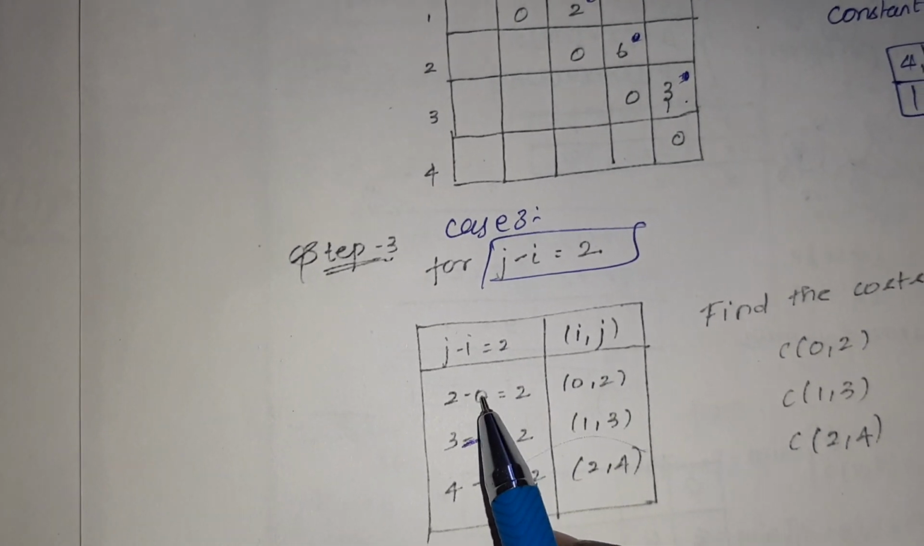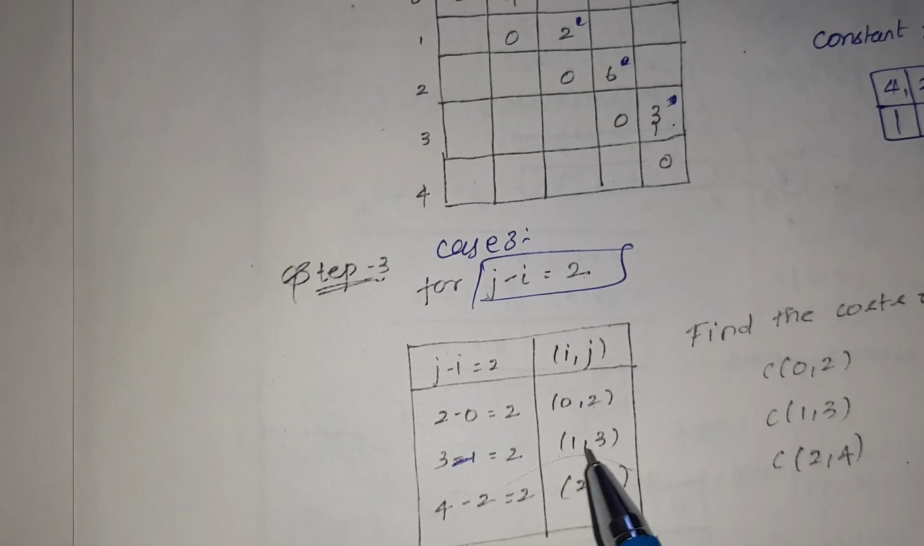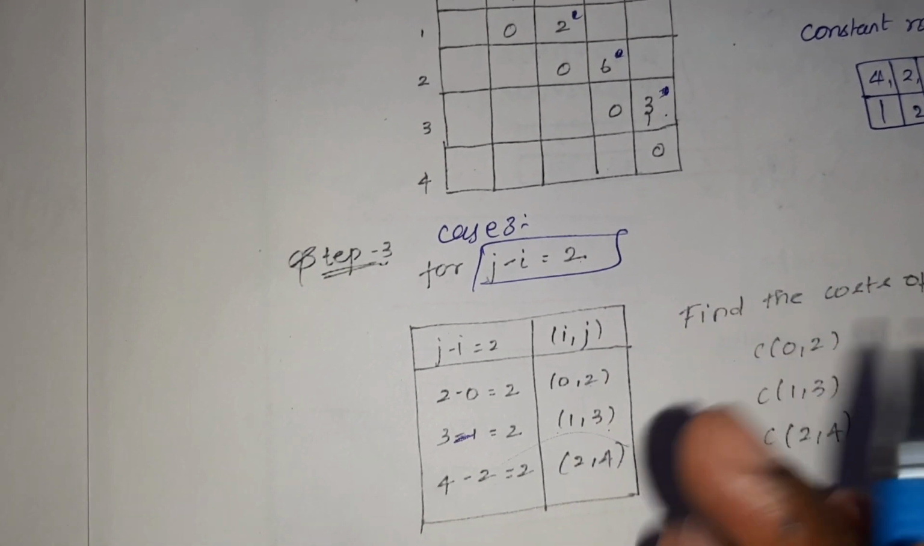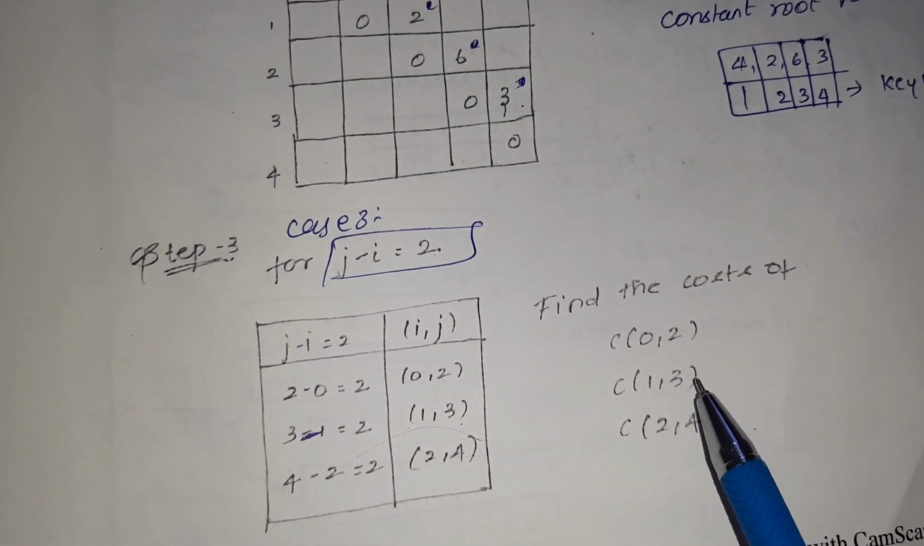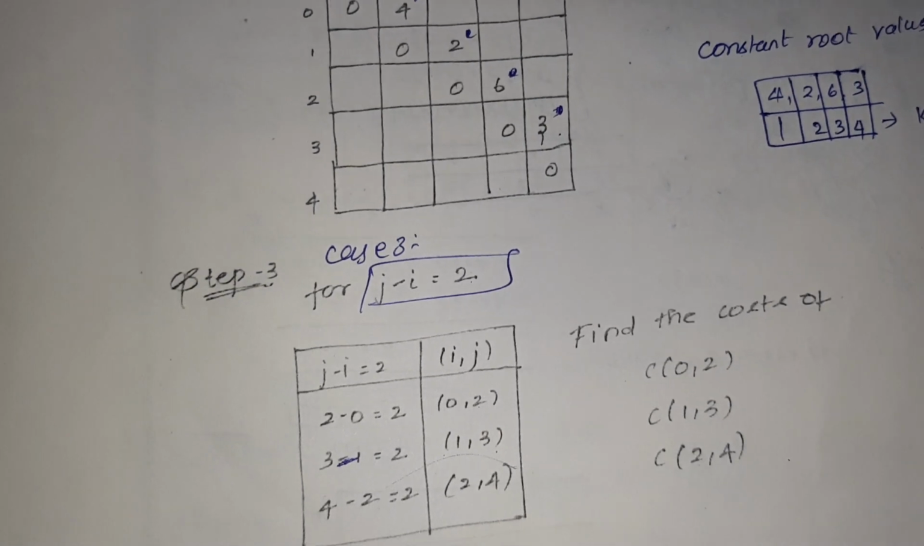Whenever i value is 0 and j value is 2, we get this value. Whenever i value is 1 and j value is 3, we get this. Like that I got only 3 solutions. So here I am going to keep 0, 2, 1, 3, 2, 4. Now the real optimal binary search solution is started.